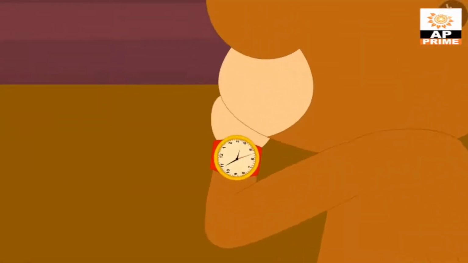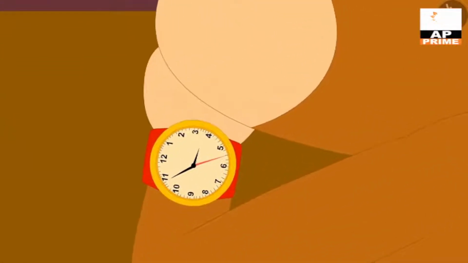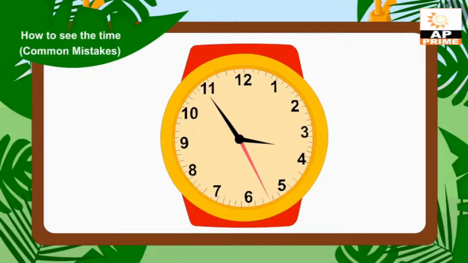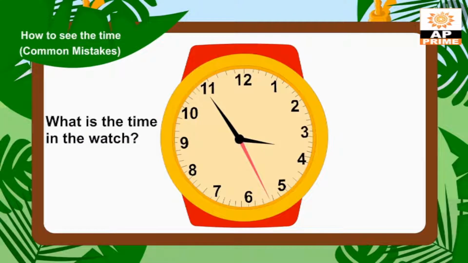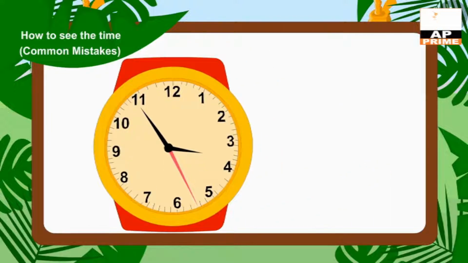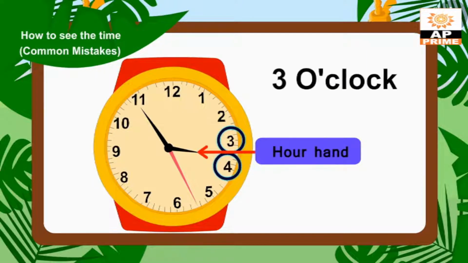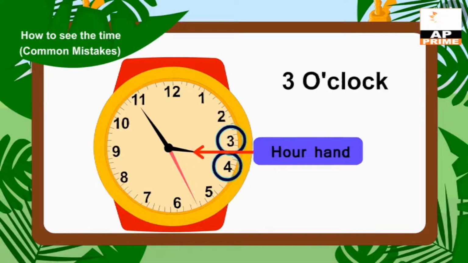When Babban saw the time in the clock, the needles of the watch were like this. Can you tell what time it is in the watch? If you want, you can stop the video and find the answer. That's correct. The hour needle is between 3 and 4. So it was past 3 o'clock.